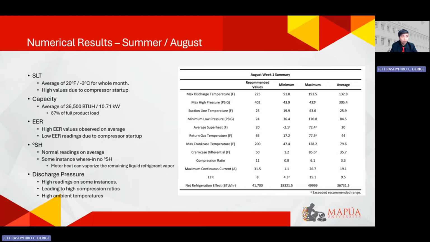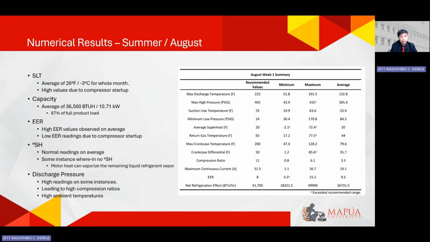And also, if you may see, the SLT has high readings. These values are due to when the compressor is starting up. And also for capacity, as you can see here, the average would be 36.5 BTU per hour, around 10.71 kilowatts. So it would amount to only 87% of the full product load, which is 41,700 BTUs per hour.